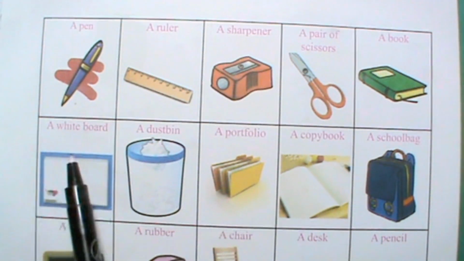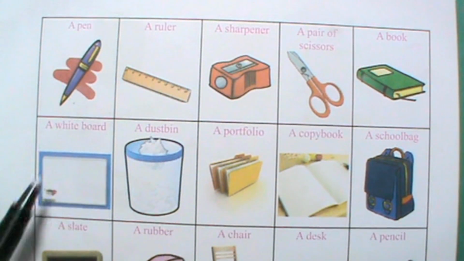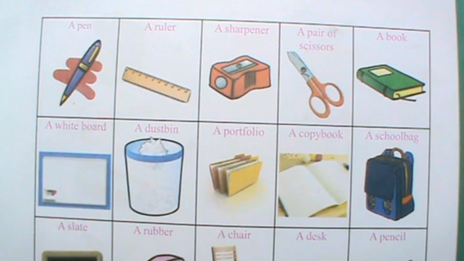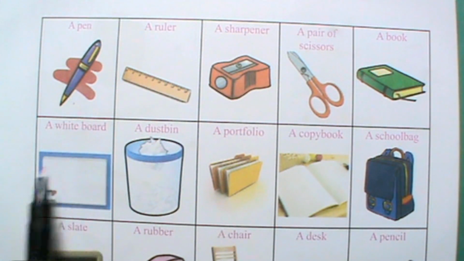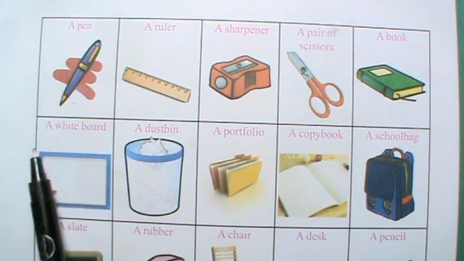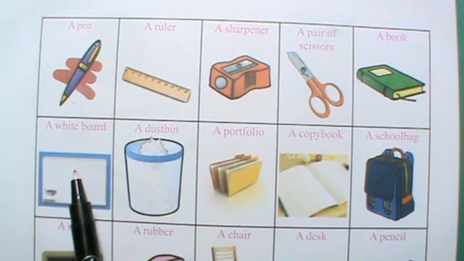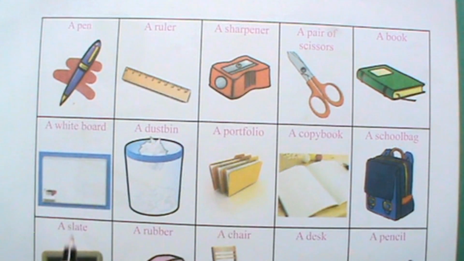A white board. A white board وتعني سبورة بيضاء وهي التي نكتب عليها بالقلم. وهناك أيضا نستطيع أن نقول a black board، وهي السبورة السوداء التي نكتب عليها بالطباشير. We can say a white board, أي سبورة بيضاء, or a black board, أي سبورة سوداء.